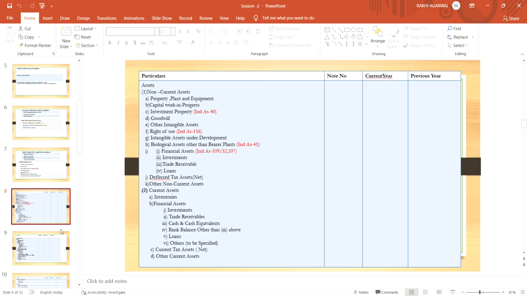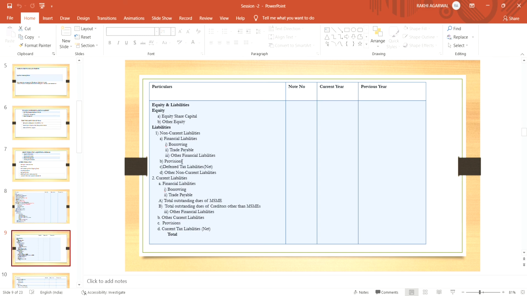Now comes current assets. Under current assets, there is inventory, financial assets, current tax assets, and other current assets. Under financial assets, there is investment, trade receivable, cash and cash equivalents, bank balance other than cash and cash equivalents, loans and others. These are the items of the assets.